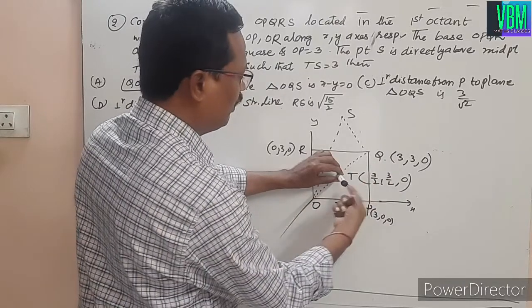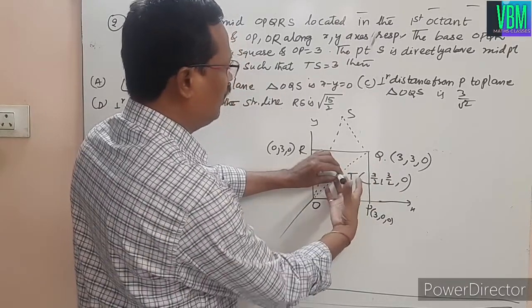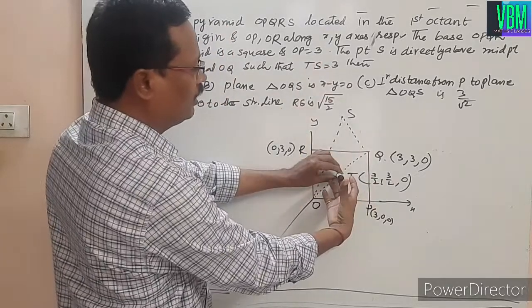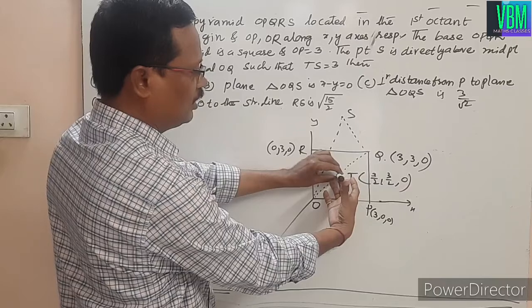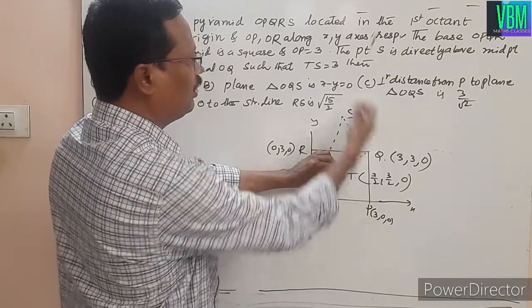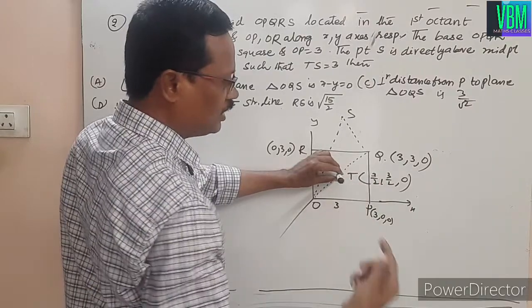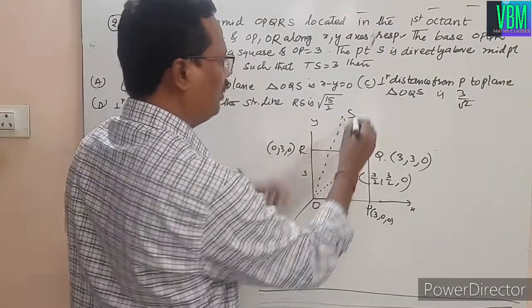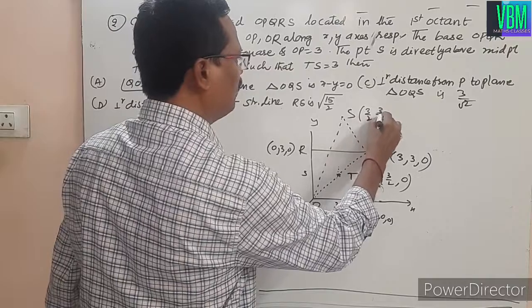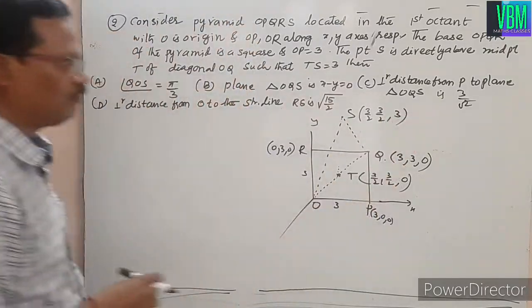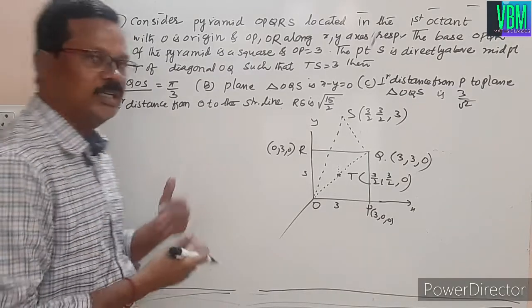Since S is directly above T, the x coordinate and y coordinate will be the same. And what is this length they gave? This length TS is 3 given. Therefore, the z coordinate will be 3. S has the same xy coordinates since it is perpendicular to the xy plane. Therefore, S is 3 by 2, 3 by 2, 3. Therefore, we got all the coordinates.